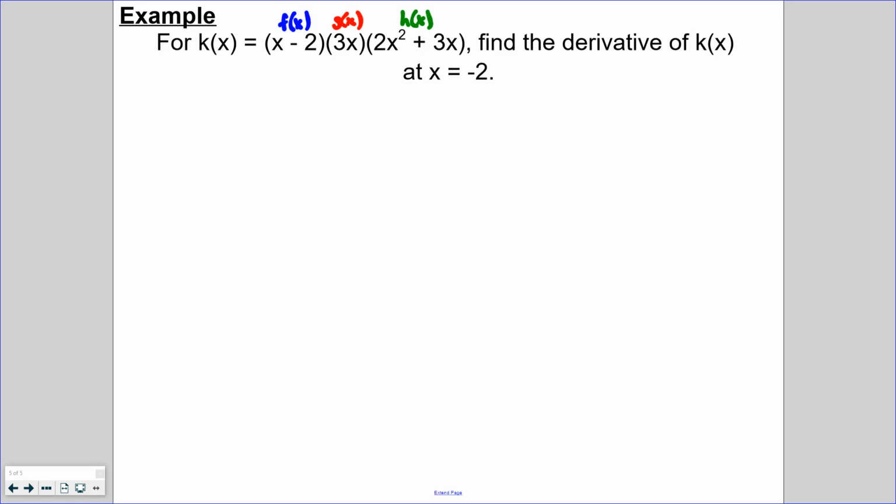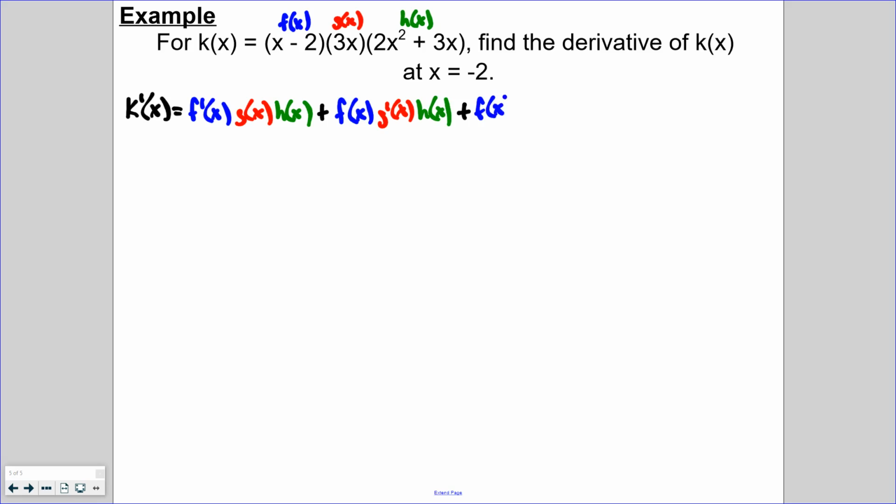All right, so now we can go ahead and take the derivative of k, since hopefully now we remember the formula. So k prime is going to be f prime times g times h, plus, and then we take the derivative of the middle one, so f times g prime times h. And then we'll take the derivative of the third one, leaving the f of x alone, leaving the g of x alone, and then we have h prime of x. And this time I'll remember to put the prime mark.